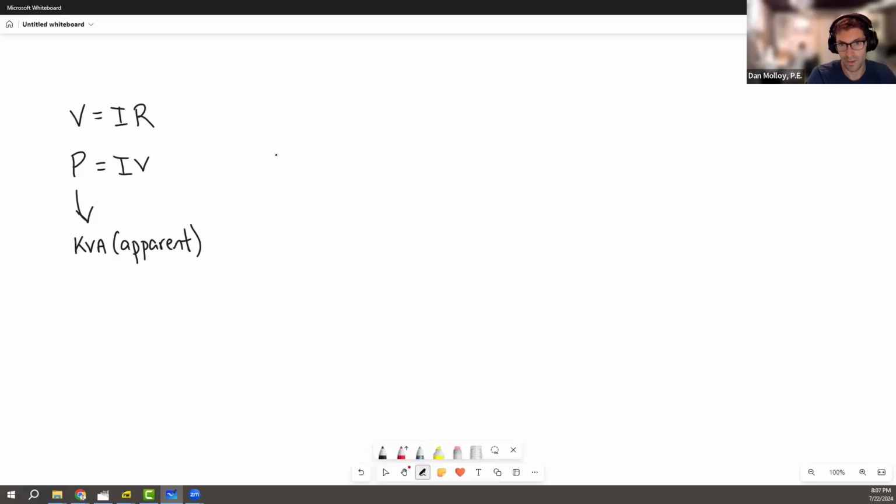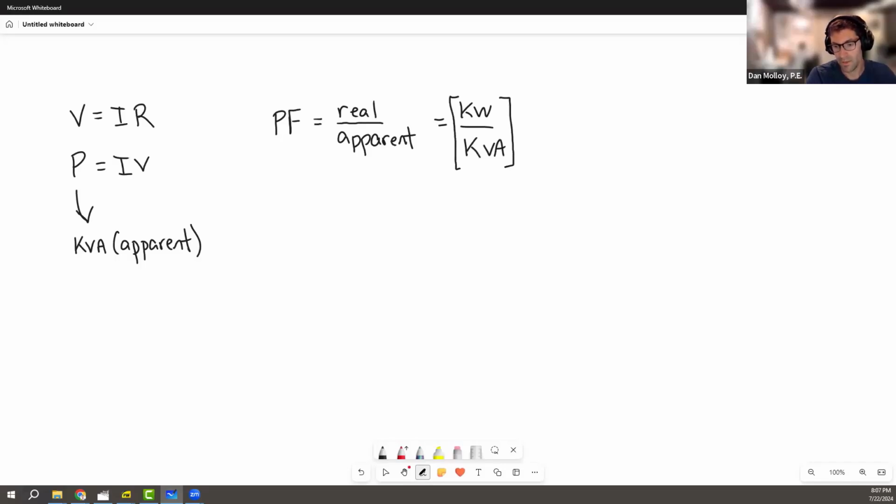But every once in a while, there's a power factor. And the power factor, well, there's always a power factor, right? Just sometimes it's unity, it's 1. But in general, the power factor is the real power divided by the apparent power, which is the kW over the kVA. And that equals cosine theta, where theta is the phase angle between the current and the voltage.